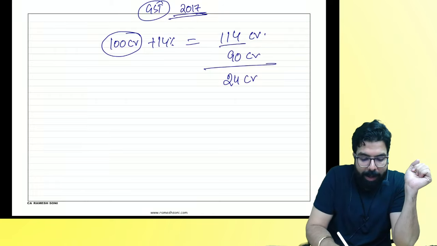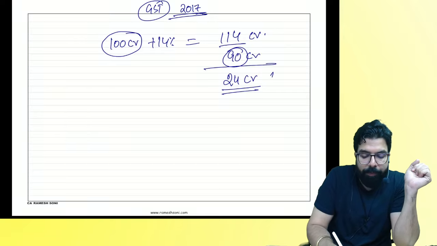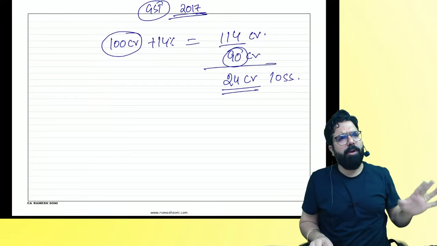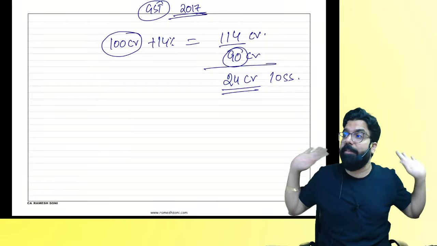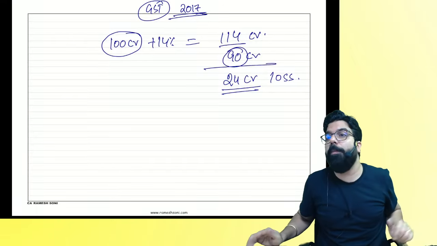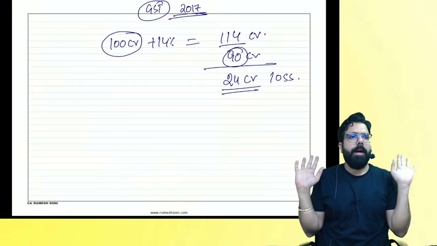I should have earned 114, I earned only 19. How much is the loss? The central government told the states, don't worry. If any loss happens because of the coming of GST, since the central government wanted GST, they told us any loss because of GST, we will pay you. Who will pay, everyone? Are we clear?